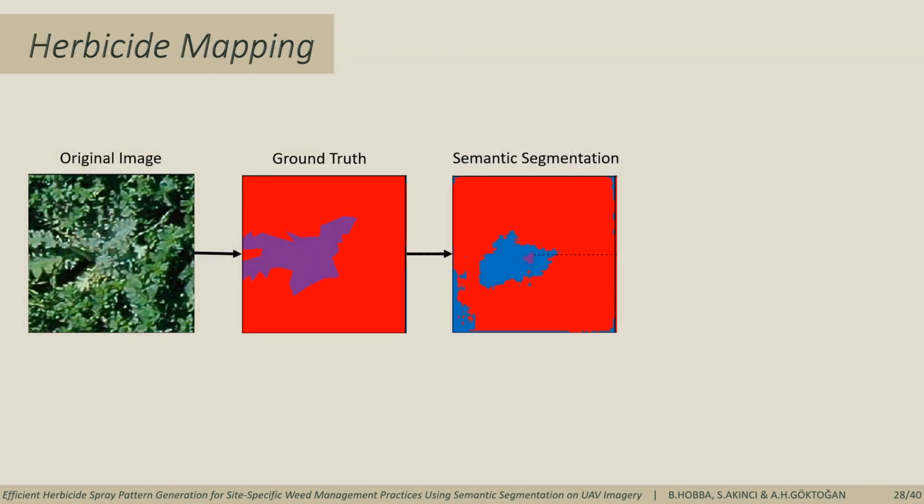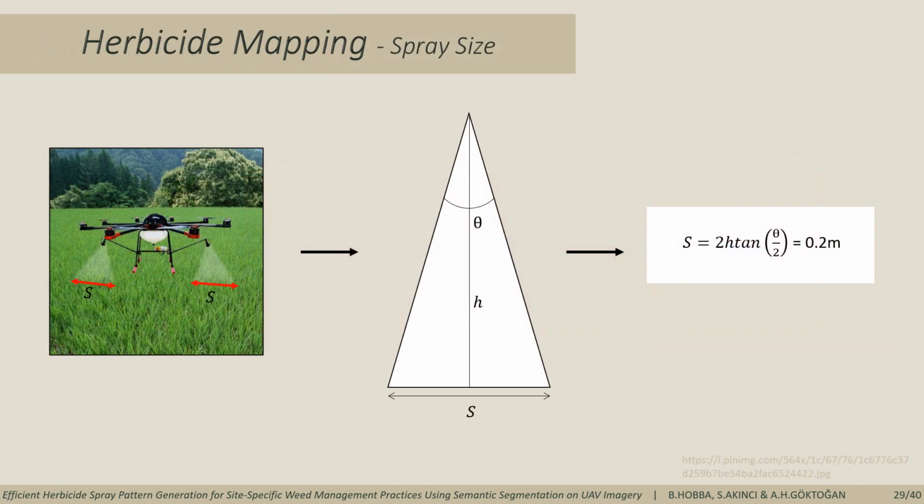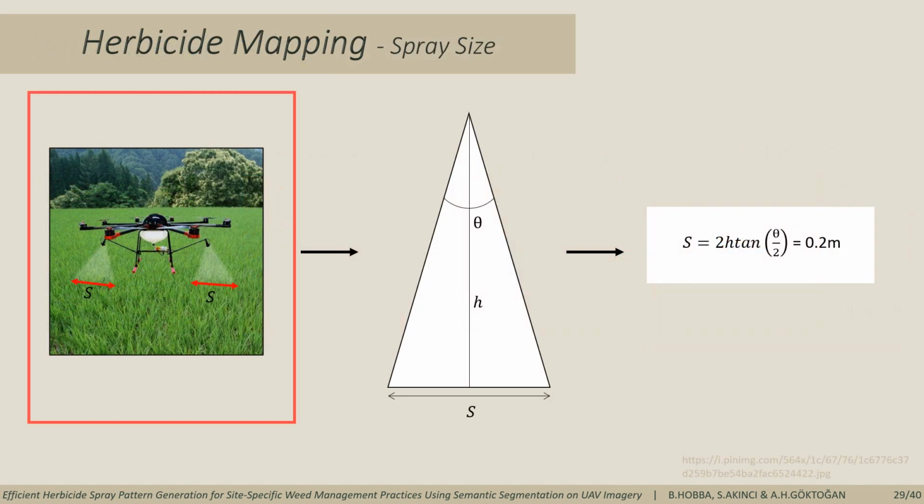Weeds are often found in groups, and eradication techniques have a limited spray size. This spray pattern is normally cone-shaped. Making the semantic prediction 100% accurate to the ground truth is not required and unfeasible. Thus, this paper proposes a new method of creating a herbicide map which accounts for real-world spray size and the clustering of weeds. Spray size relates to the width created from spraying weeds at a direction perpendicular to the nozzle.